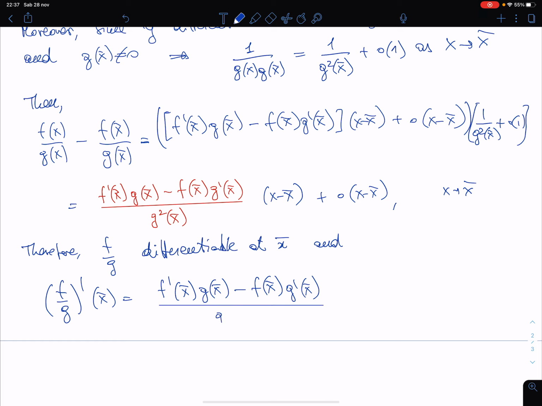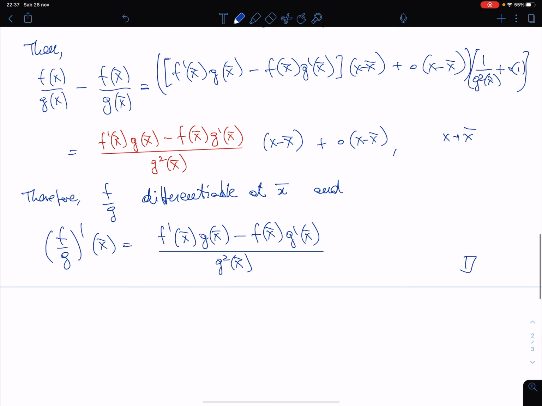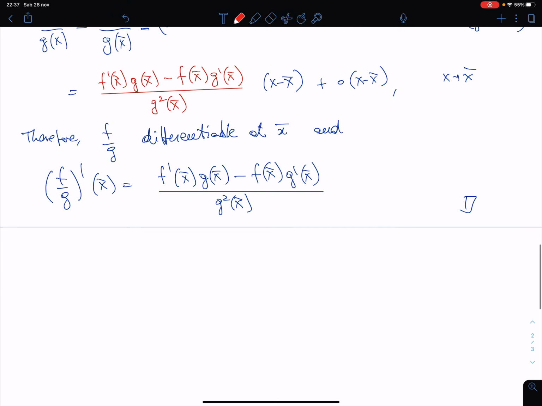And now the last rule, the fourth, that concerns another operation which is the composition of functions, okay?